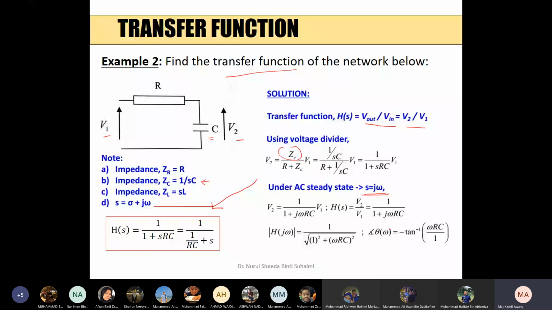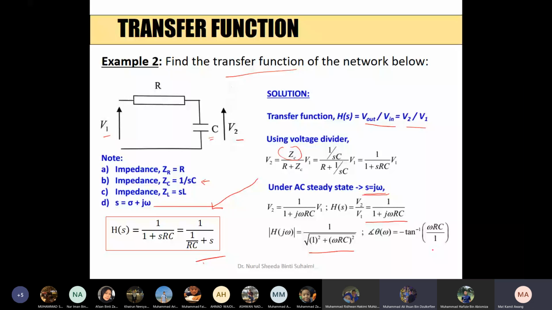So that is the transfer function for this network. This is the transfer function in S, and this is in steady state, where it can also be written in terms of magnitude and phase. Okay, another example.